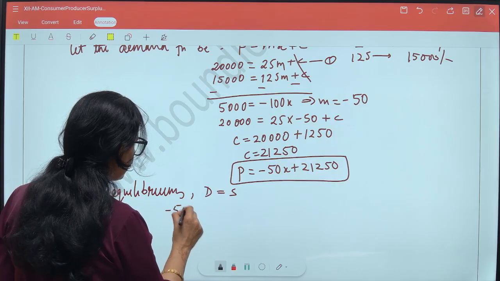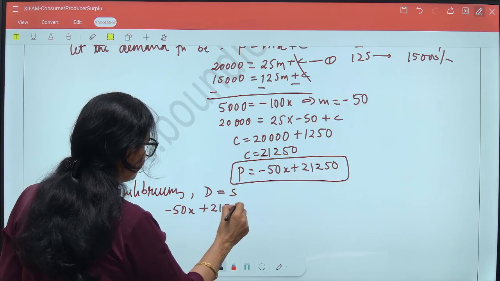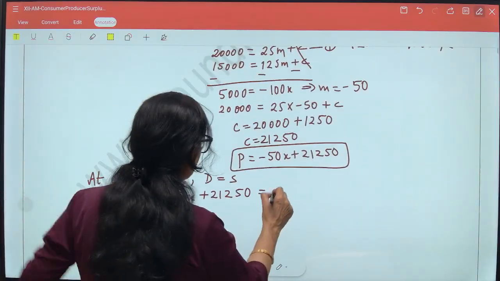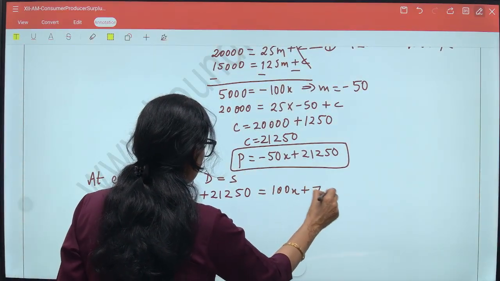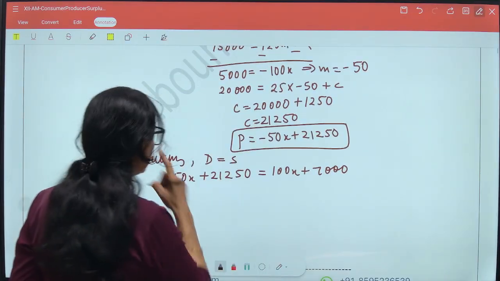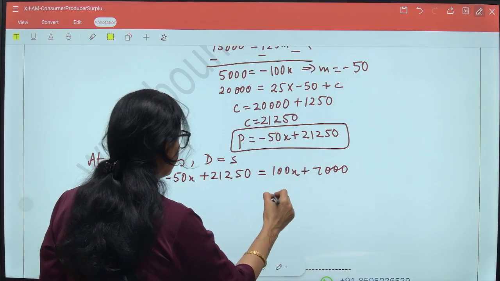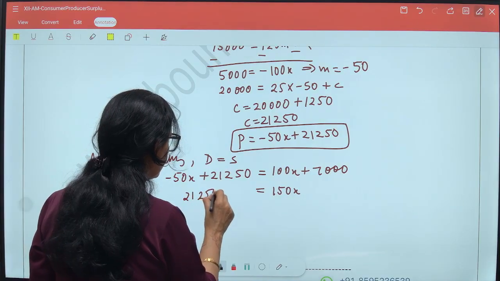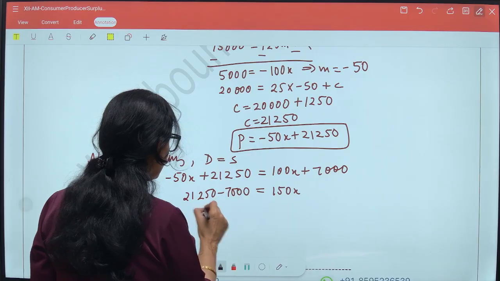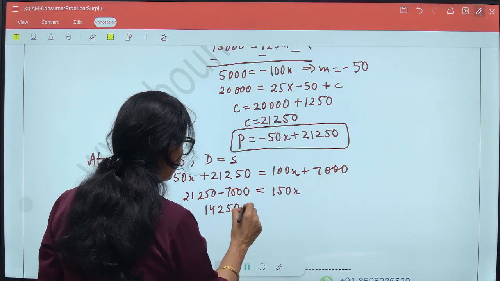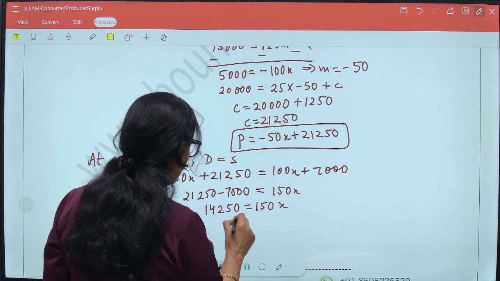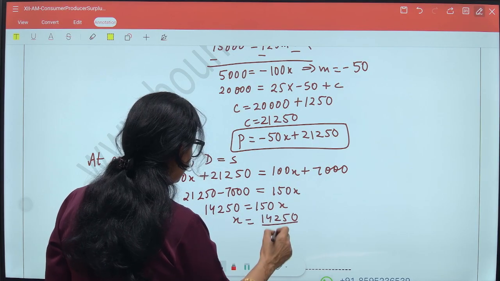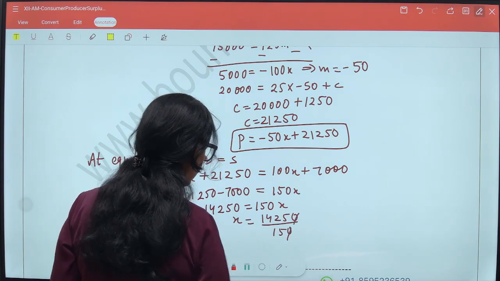That means minus 50x plus 21250 is equal to the supply function that is given to you, that is 100x plus 7000. Right? Now solve this equation. Take 50 to the other side. 150x is equal to 21250 minus 7000. It becomes 14250 is equal to 150x, and x comes out to be 14250 divided by 150, 0 is gone.